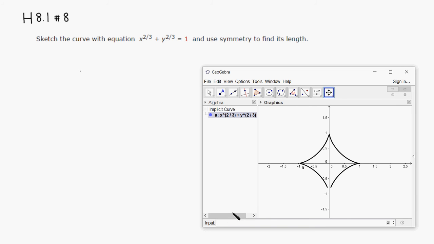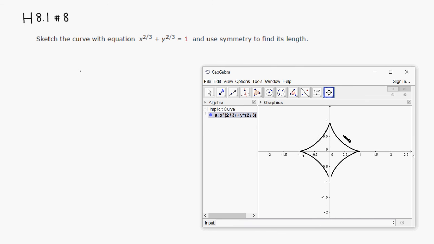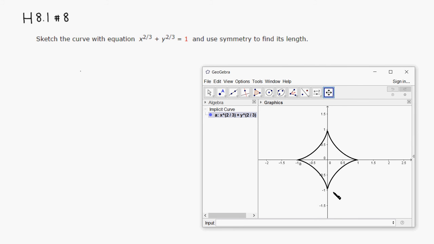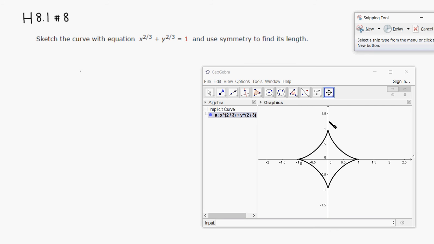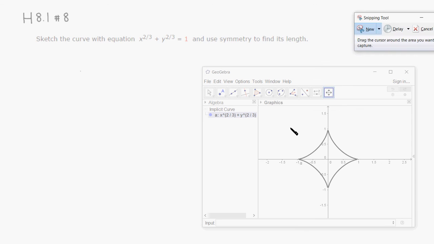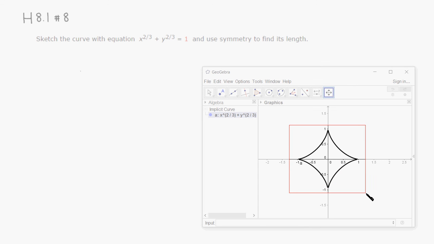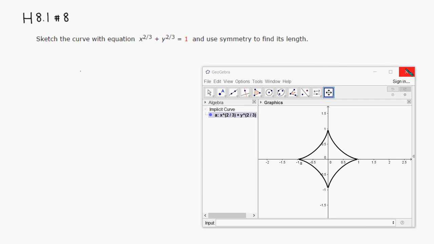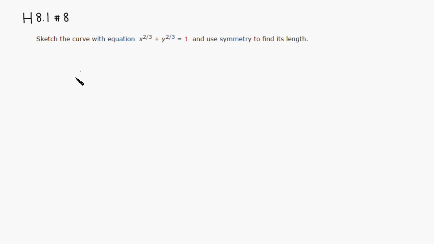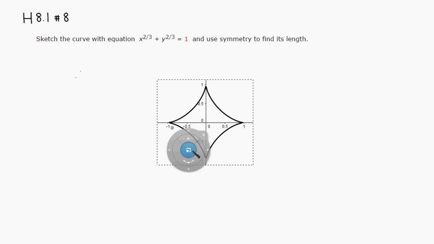So you can see that we get this picture here. I don't know why it's missing there. Let me just move this picture and see if we can see it better. Alright, I'm going to take this picture and put it there. So this is the picture we get.